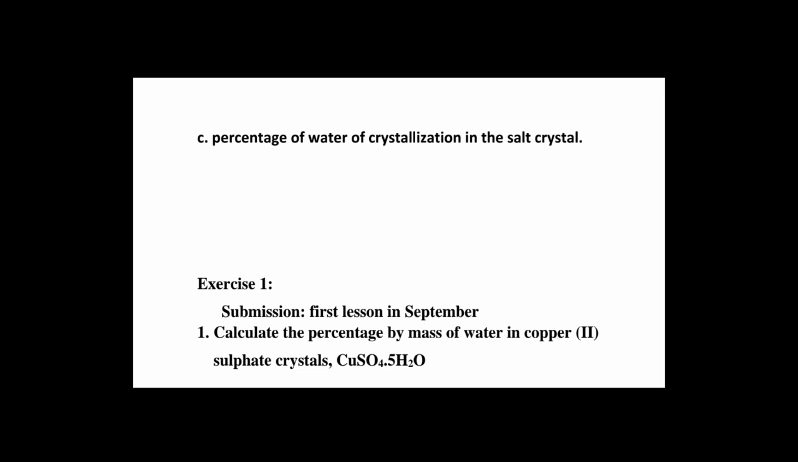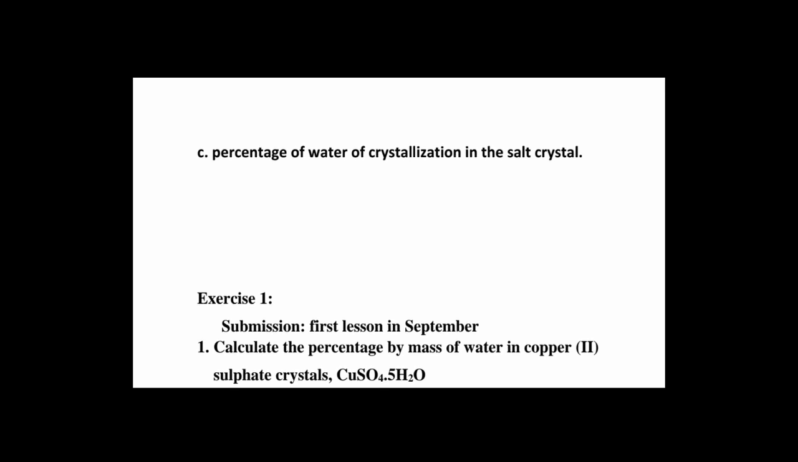Calculate the percentage of water of crystallization in the salt crystal. So we are having the same compound, which is magnesium sulfate 7 water. Now we want to convert the mass of water of crystallization to a percentage.